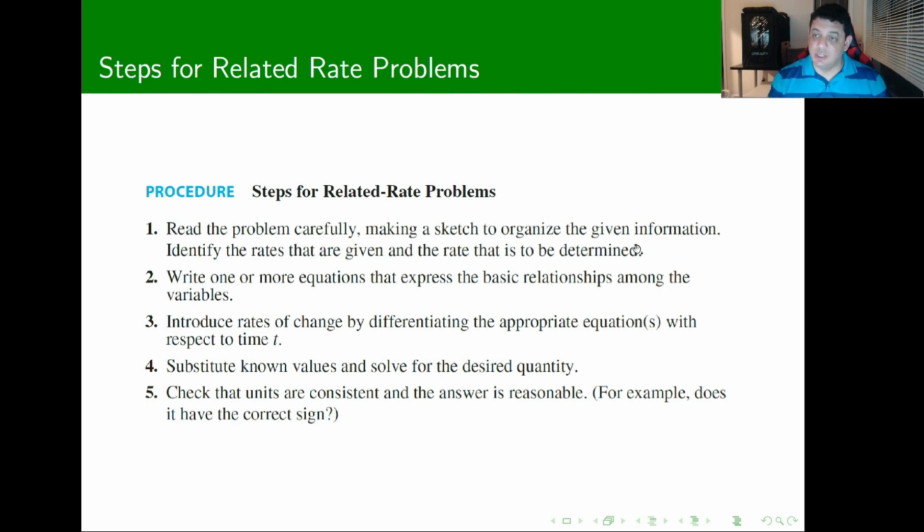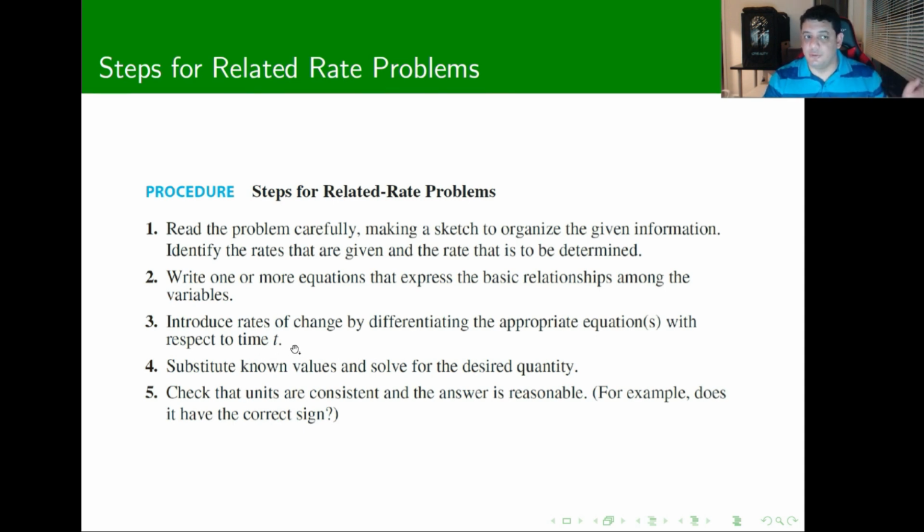These are applications, so we need to be careful and define some sort of sketch of the situation that we're given, identify the rates that are going to work in our problem, and find which of the things need to be determined and what are the things that are given. Then we need to write one or more equations that express the relationship among the variables, and introduce rate of change by differentiating the appropriate equation with respect to time.